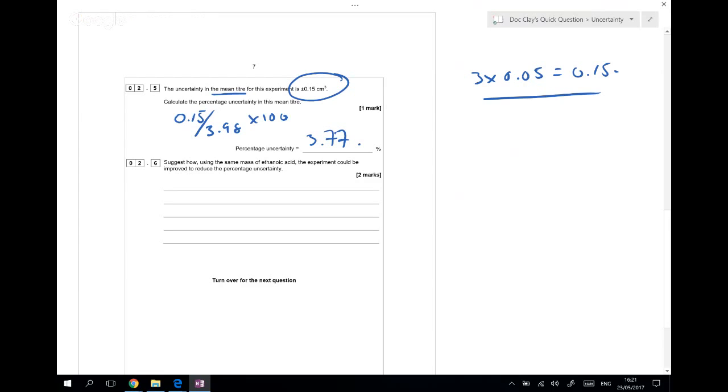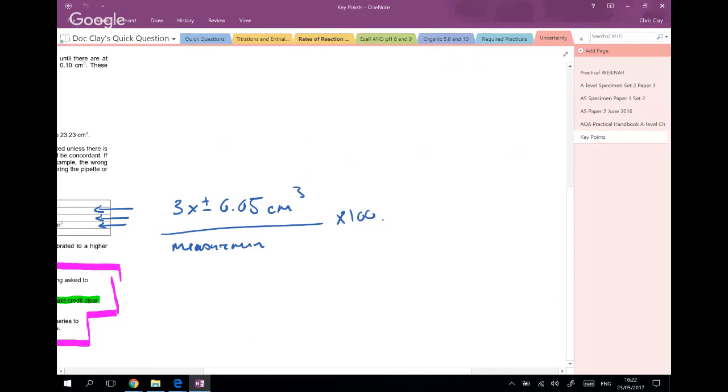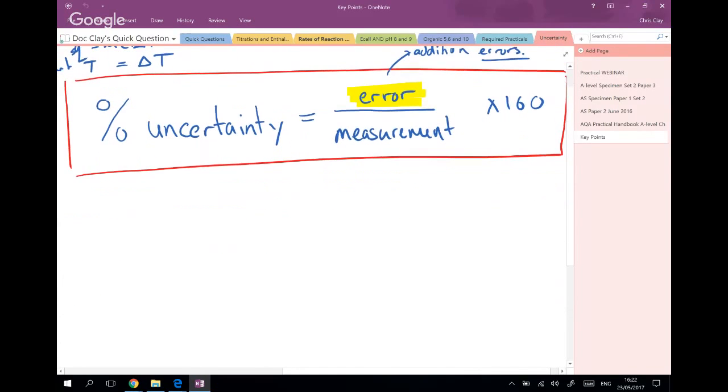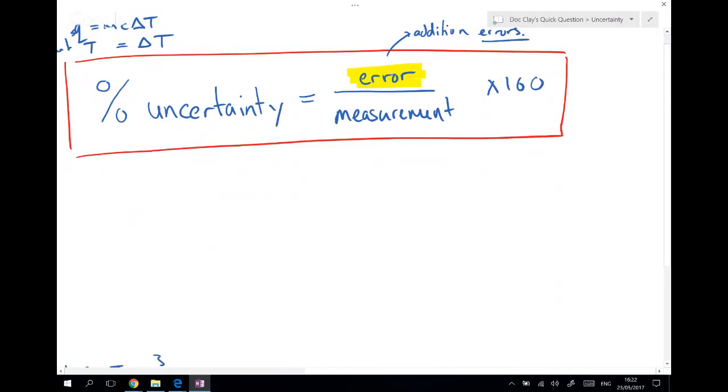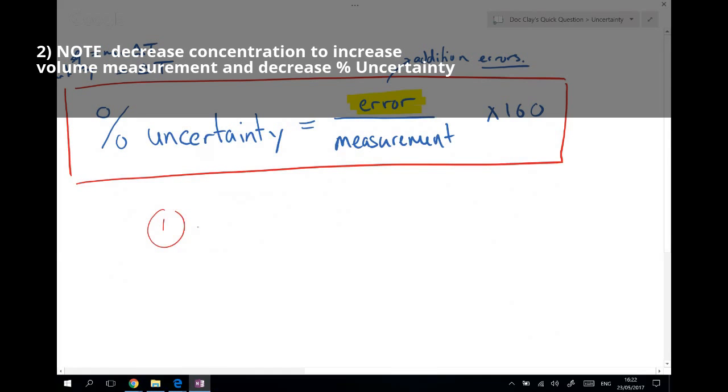Now, the other thing about percentage uncertainty is, if I come back to this part here, 2.6, just before we finish, and look at the key points. Yep, here we go. Percentage uncertainty. We therefore have two ways to reduce the percentage uncertainty. The first way is to reduce the error, so somehow coming up with a piece of equipment which is more precise with a smaller scale division. The second way is somehow to increase the measurement.